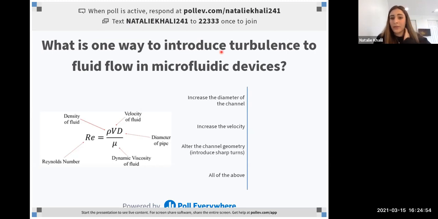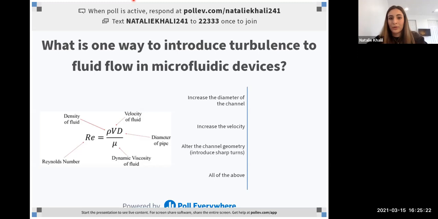All right, so the majority of you said all of the above, which is correct. So here's the equation for Reynolds number. And we talked about how really low Reynolds numbers characterize laminar flow. So making this number bigger would promote turbulent flow. In this equation, V is for velocity of fluid. So if we make that larger, Reynolds number increases. D is for the diameter of the pipe. So if that's larger, Reynolds number increases.